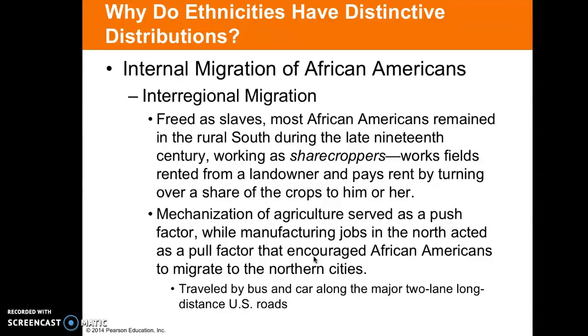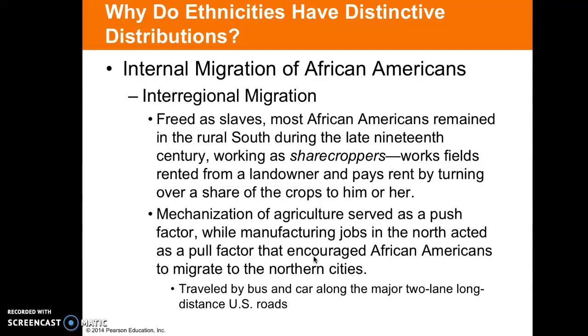Some more background on that. Most African Americans would have remained in the rural South during the late 19th century, and they worked as sharecroppers. So they were working fields that were rented from a landowner, and they paid rent by turning over a share of the crops to him or her. Sharecroppers don't make a lot of money, and in some cases it was barely a step up from slavery.